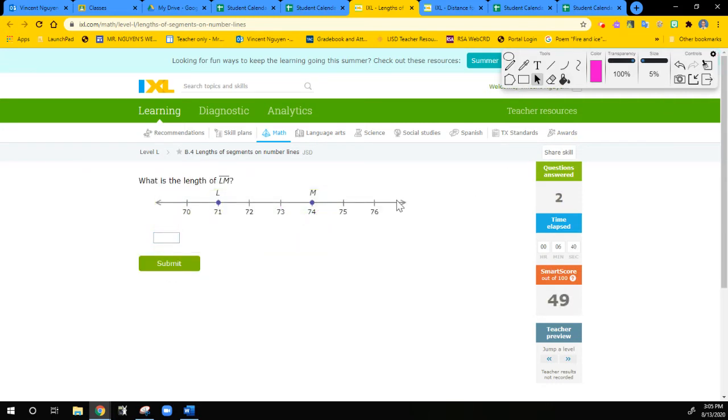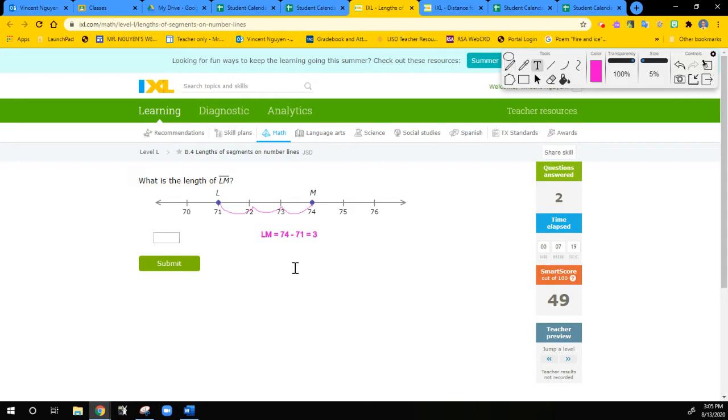All right, next one, we could count here. We say 1, 2, 3. What if we can't count? What if sometimes they give you numbers that are way far away from each other, or numbers that are difficult to count? What would you do? Well, segment LM is equal to the larger endpoint minus the smaller endpoint. So 74 minus 71 gives you 3 units. You can verify that really quick, that you're going to have to walk 1, 2, 3 units to get there.